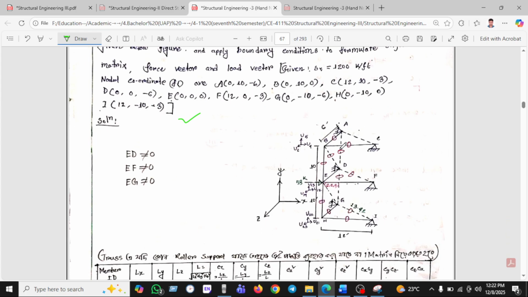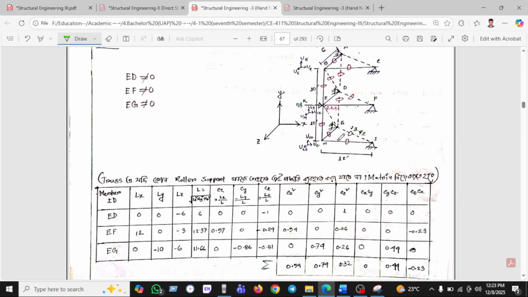So at first we have to identify the zero force members, as we know the zero force member is a condition. So at first you have to apply the zero force member condition, and after applying it to all the zero force members, as I have shown here, this is zero, this is zero, this is zero. So all of them are 0. Okay, so the zero force members will be cancelled out.